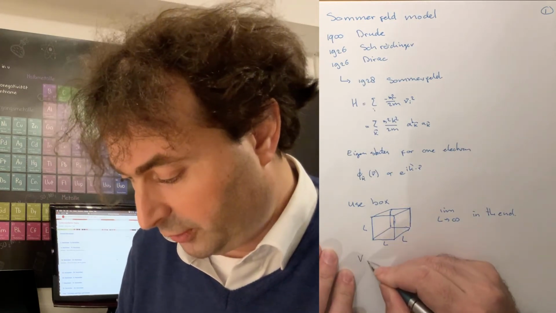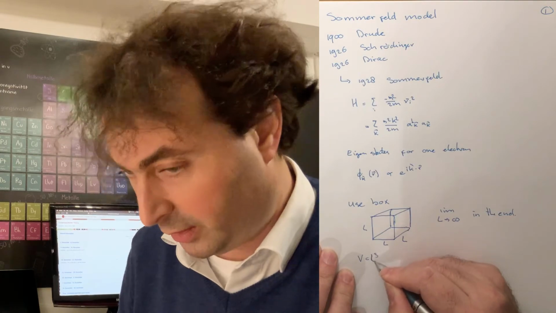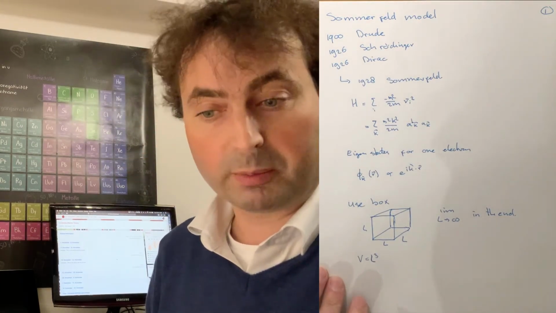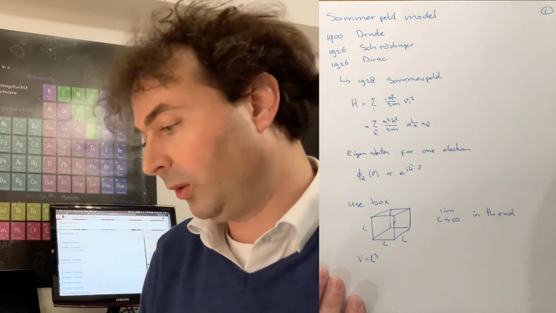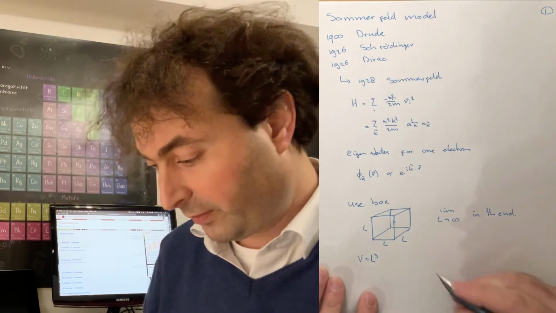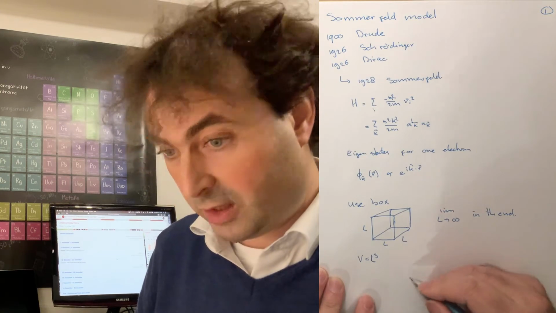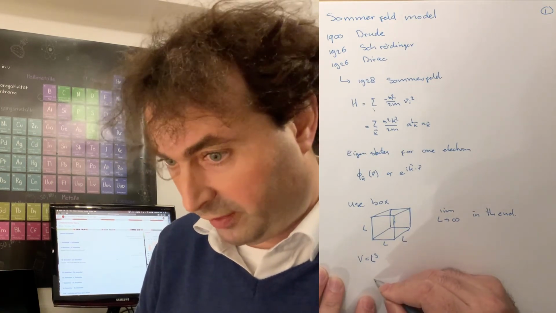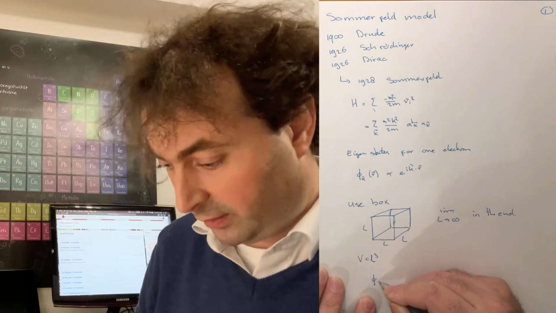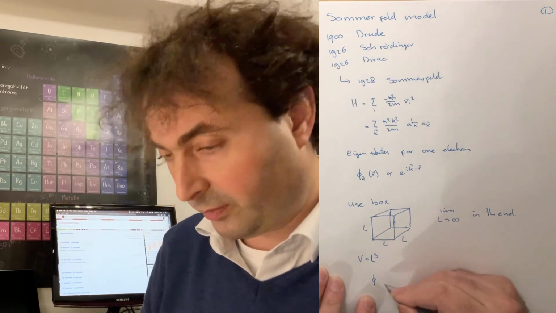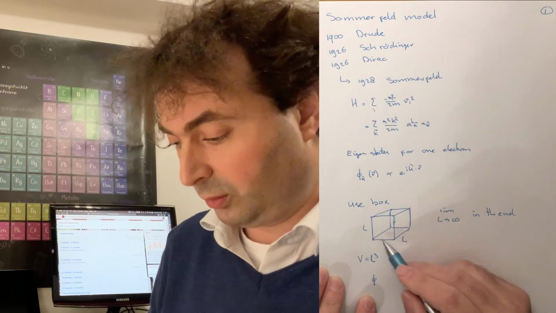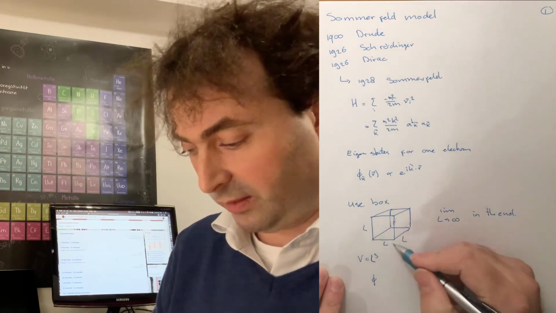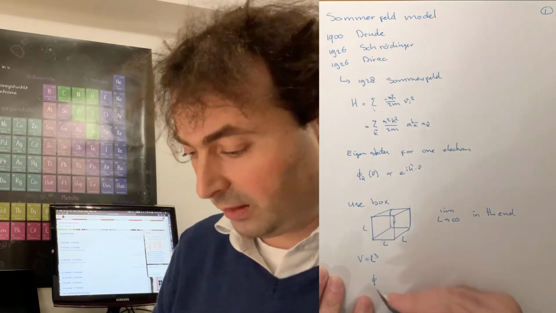So we have a volume which is L cubed. And when I have a box with periodic boundary conditions, not all wave vectors are allowed. We get a quantization of our wave vectors. So our allowed wave vectors are restricted to 2 pi over L times an integer, such that the wave repeats with the length L.